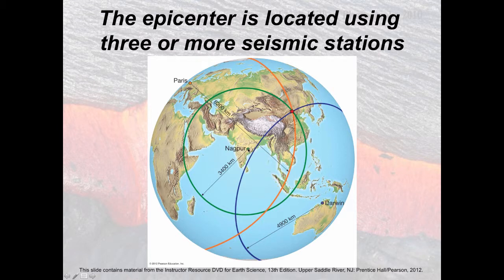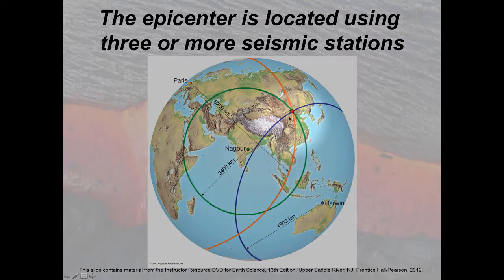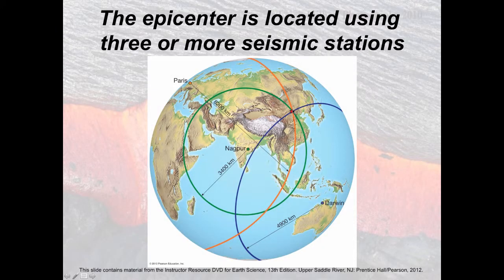Now you need a third station in order to locate an exact location, and that's the India station, 3,400 kilometers. You draw another circle around that. It doesn't intersect with this intersection of the Darwin and the Paris circle, but it does intersect with this one. So that's where the earthquake is located. Using data from 3 seismic stations, one can locate an earthquake at any point on the Earth's surface. It's a triangulation.